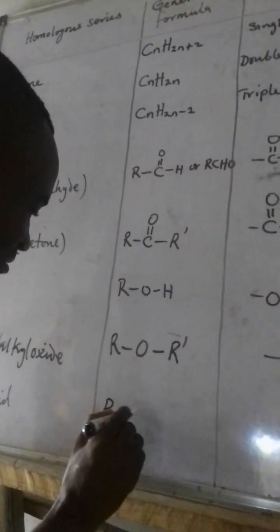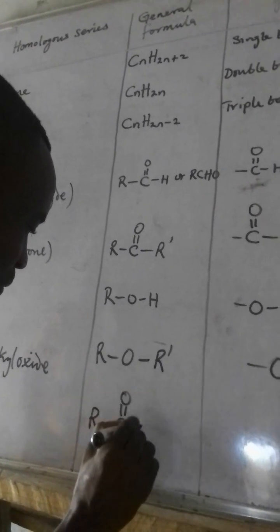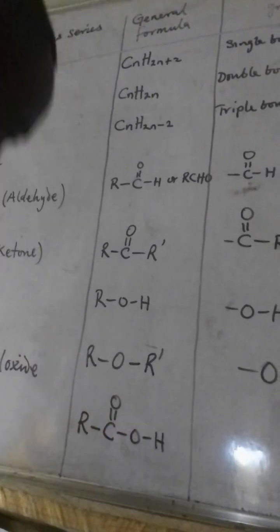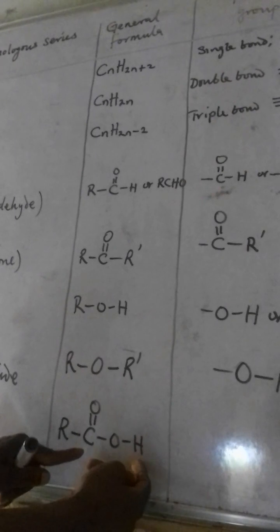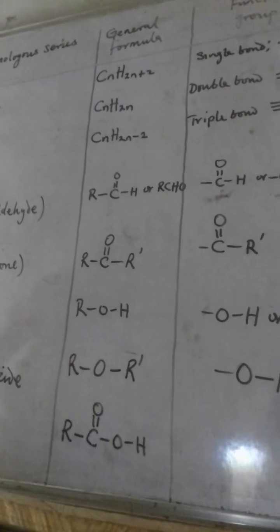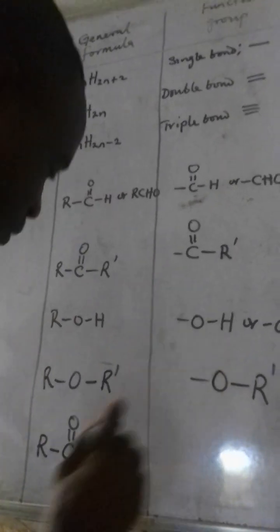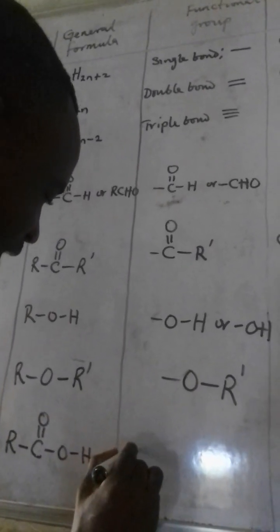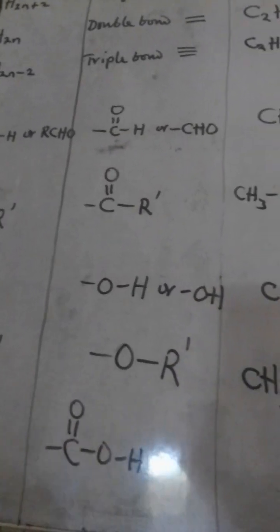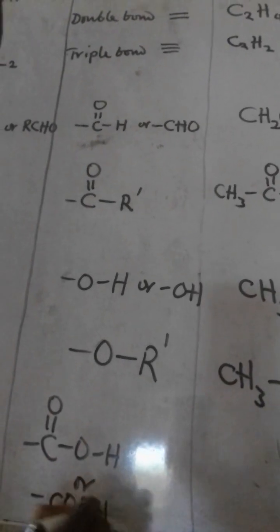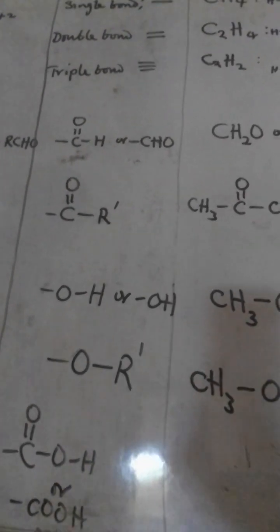Finally, alkanoic acid. Alkanoic acid is RCOOH. It is just OH being attached to CO. This is alkanoic acid. A functional group is when you remove alkyl group and we have COOH. Or you can write it like this, CO2H. In some textbooks, it's written like that.